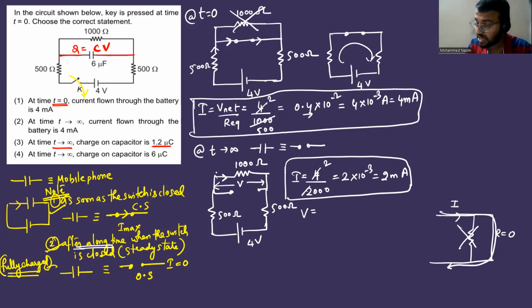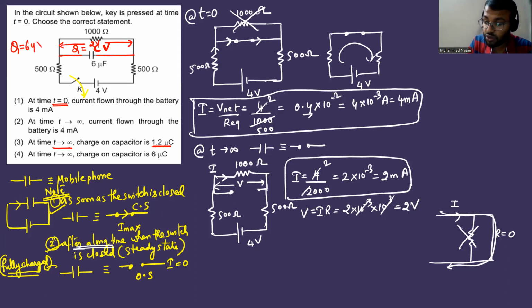So what is this voltage? How much is the current flowing? Current flowing is 2 milliampere. So what will be the voltage? I into R: I is 2 into 10 power minus 3, and resistance is 1000, which is 10 power 3. Therefore, this voltage is going to be 2 volt across this 1000 ohm. The same voltage will be dropped across the 6 micro farad capacitor also. Therefore, charge is equal to C into V. C is 6 micro and voltage is 2. So 6 twos are 12 microcoulomb. This will be the charge on the capacitor. So 1.2 microcoulomb is wrong; it is going to be 12 microcoulomb.